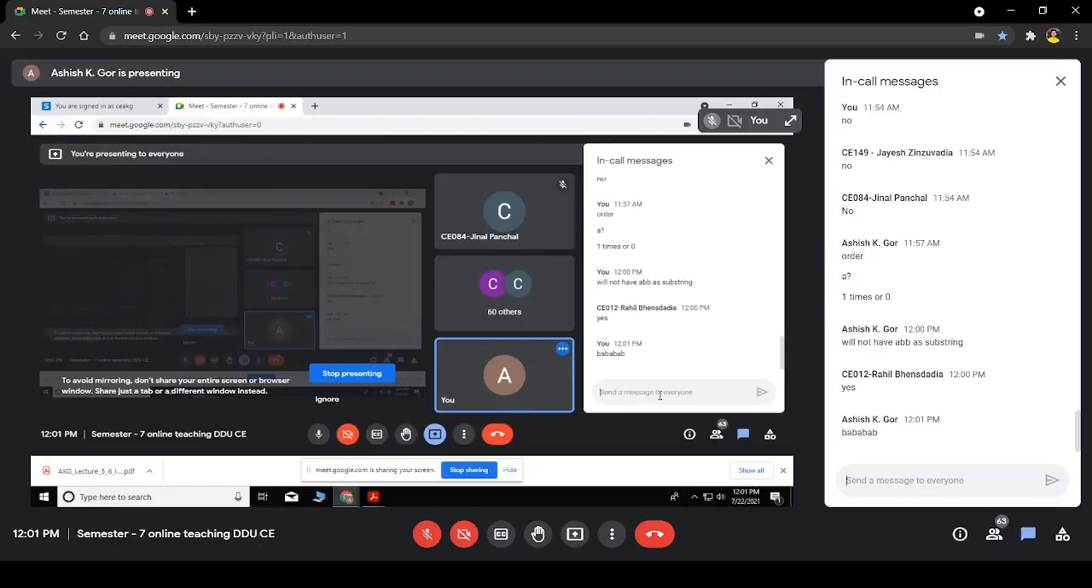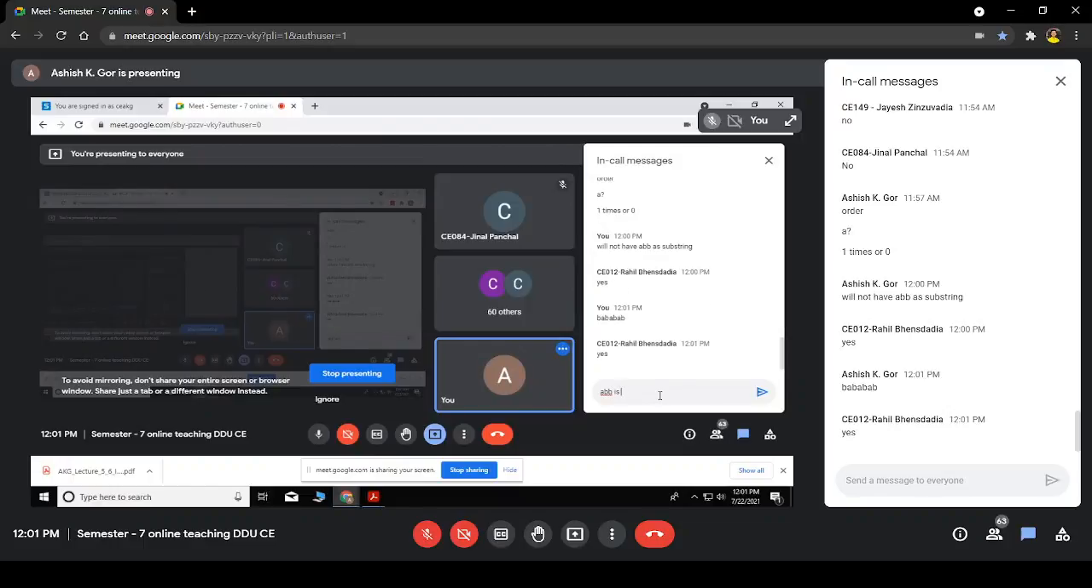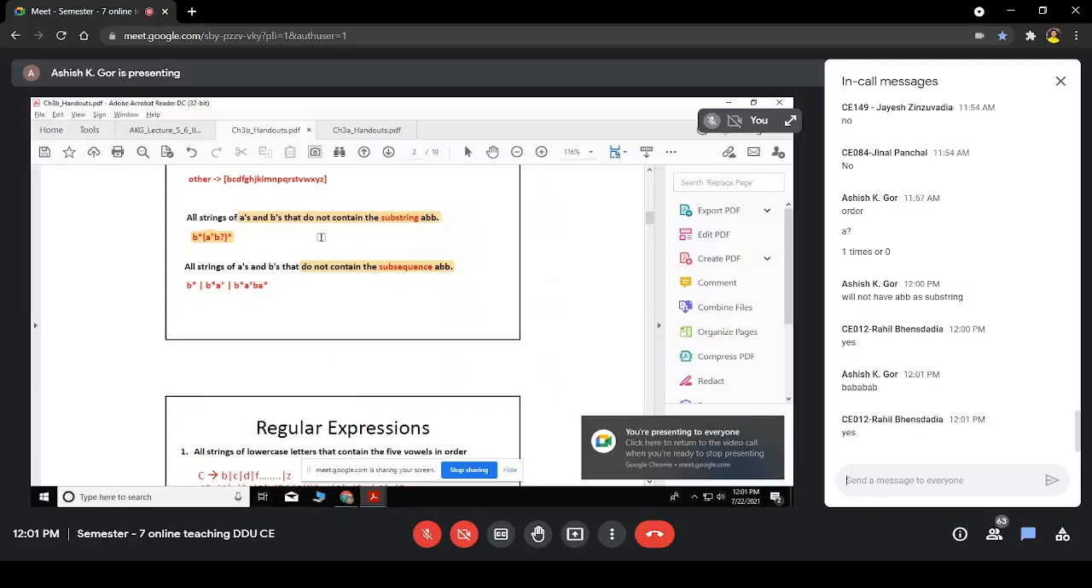BA, can I say ABB is a subsequence of this string? ABB is a subsequence or not? But ABB is not a substring, right? ABB is not a substring, but it is a subsequence. So that means from this earlier example, from this regular expression, I can generate ABB as a subsequence. But I don't want ABB to be generated as a subsequence.